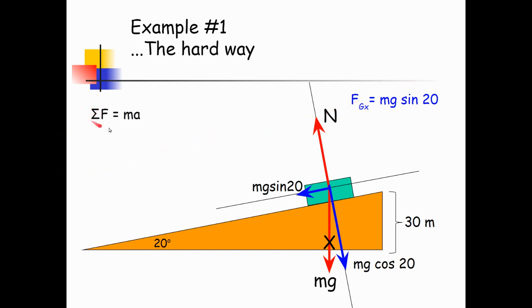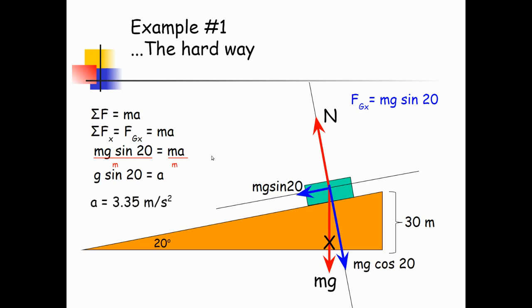So I know that the sum of all my forces, whatever they are, is equal to ma. And so in this case, I have the sum of the forces in the x direction is just going to be Fgx, which is equal to mass times acceleration in that x direction. So I substituted in the mg sine 20 for Fgx, and then I divided both sides by m, and I get g sine 20 is equal to a, which gives me an acceleration of 3.35 meters per second squared. All right, so now I have my acceleration.